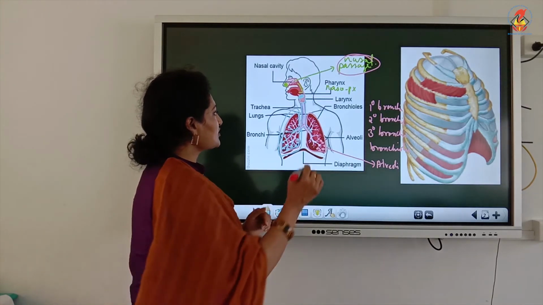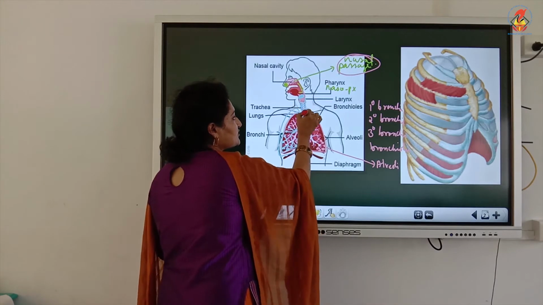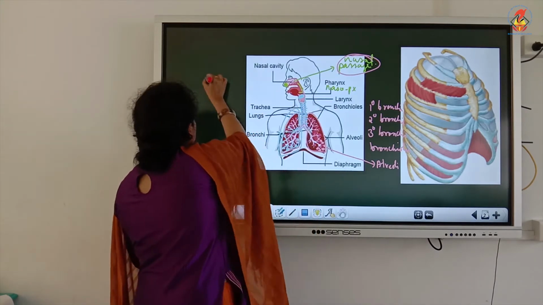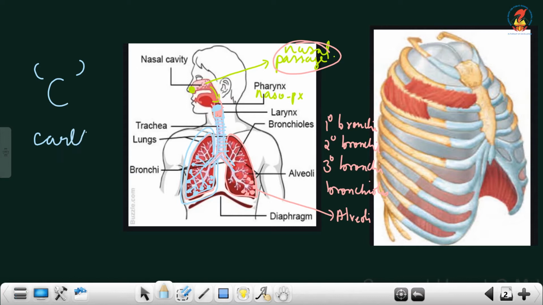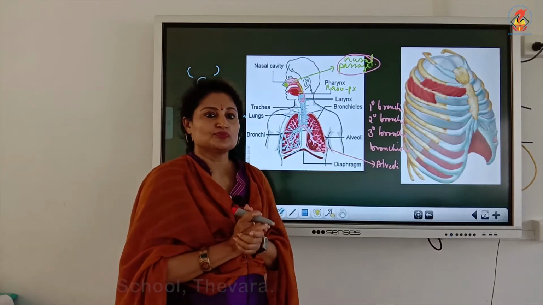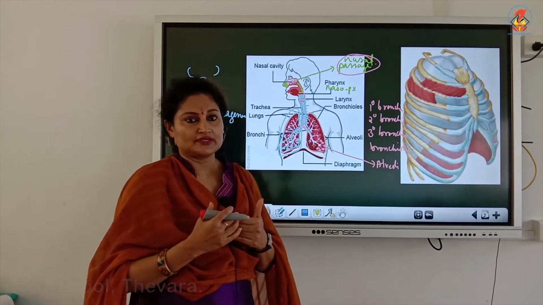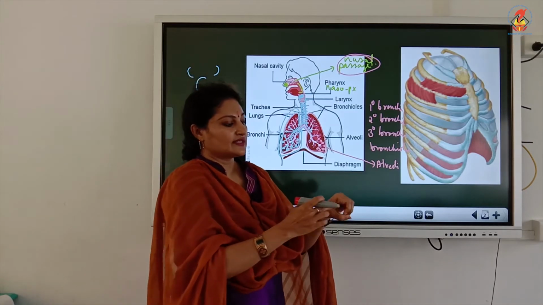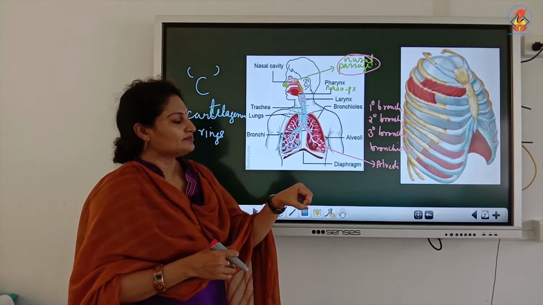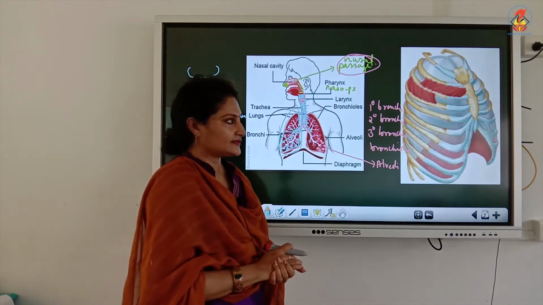Then there is another structure called the cartilaginous rings. They are not complete circular rings, they are C-shaped rings. They are present right from the trachea till the finest branch called the bronchioles. They prevent the tube from collapsing. What happens if the tube collapses? We cannot breathe properly. So the diameter is always maintained wide because of these cartilaginous rings.